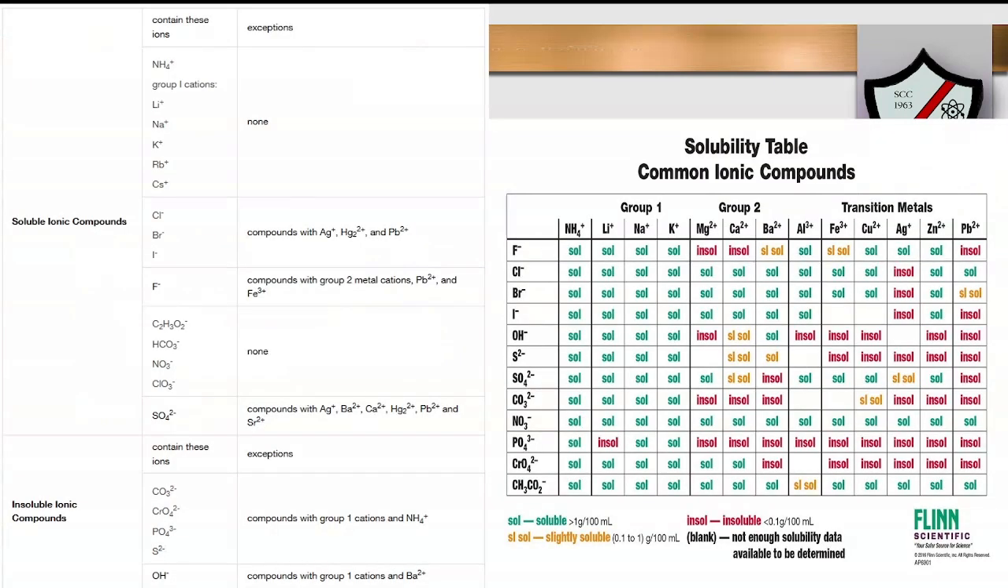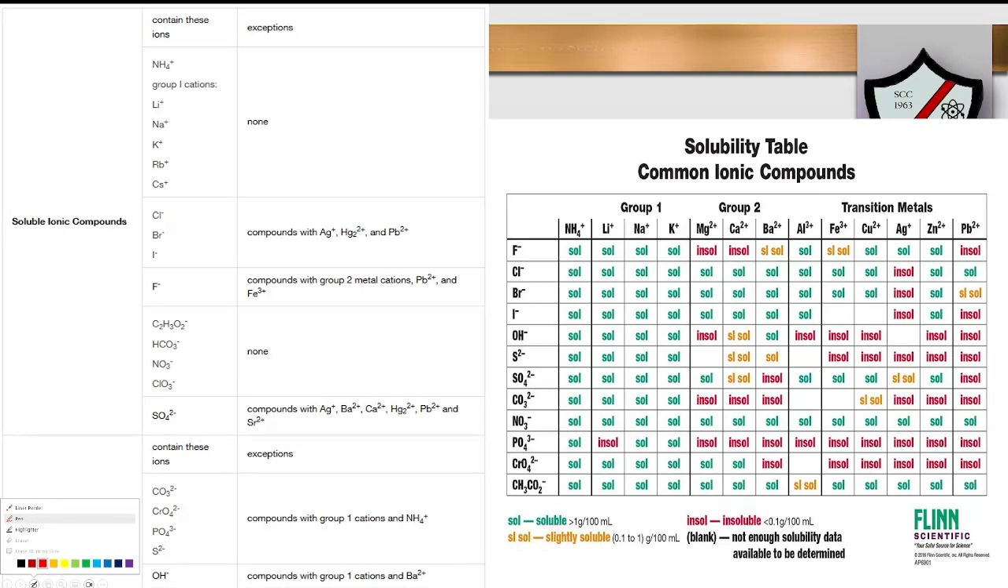Here we have two ionic compound solubility tables. The one on the left is the table from the OpenStax text, and the table on the right is a different style of ionic compound solubility chart that is from Flynn Scientific Supply Company. I really like this one, and I use this one a lot in lab myself, so that's why I decided to include it here, just to show you two different styles of this chart. And I want to show you guys how this works.